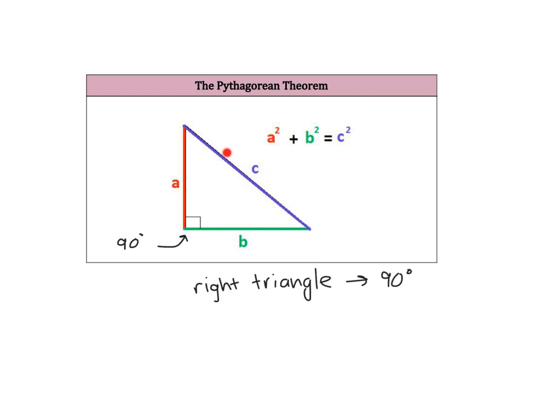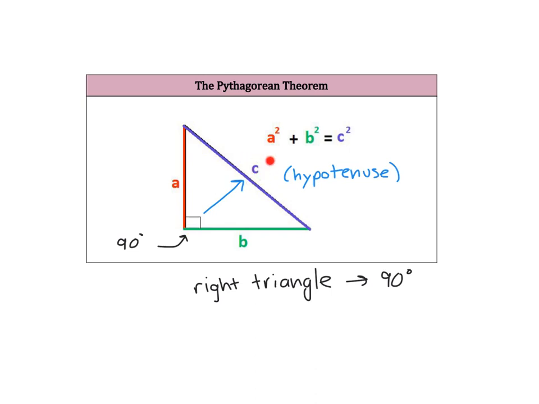The only important side that we need to differentiate from the other two is always going to be c. So c is what's called the hypotenuse. It's the longest side of our right triangle, and it's always opposite of our 90-degree angle.